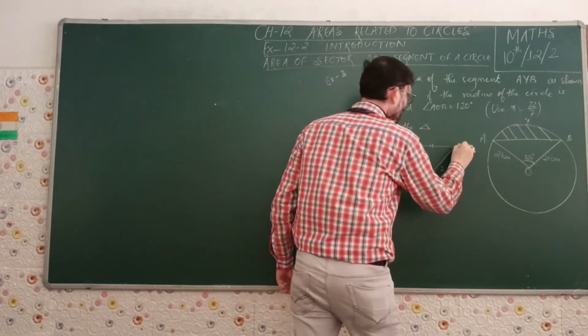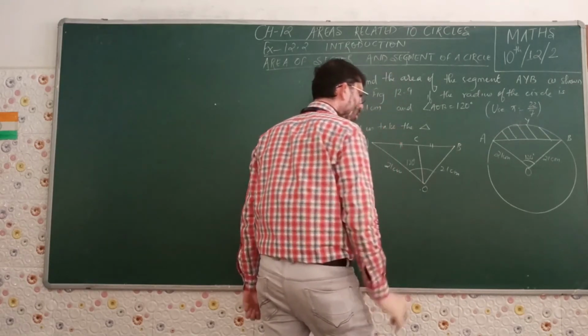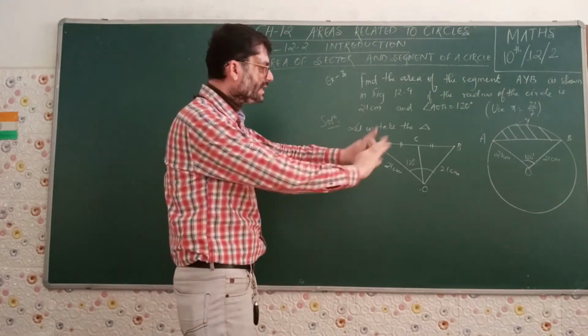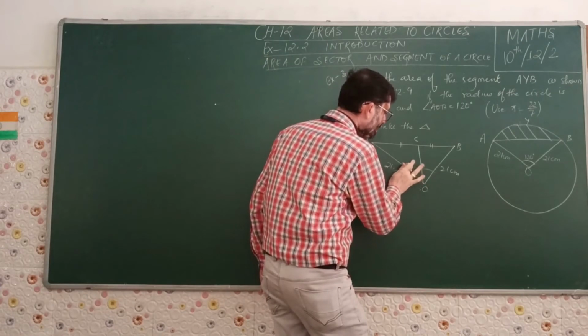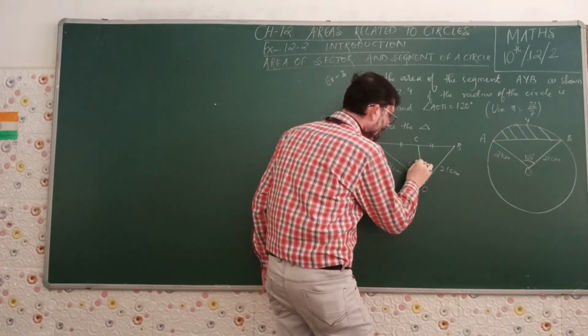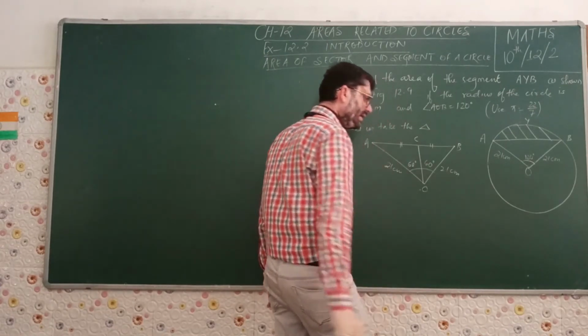This is A, B, let us name it as C, and this is O. And the central angle is also bisected into two equal parts. So you can say this is 60 degrees, and this is also 60.